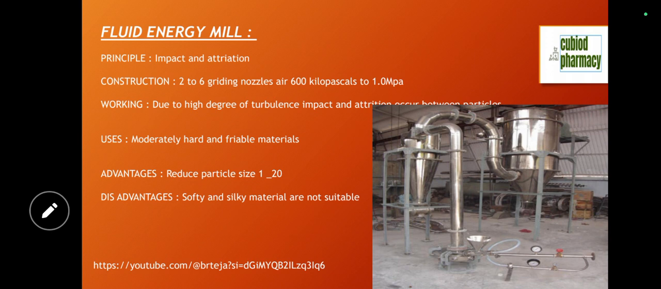Disadvantages of the fluid energy mill: soft and silky materials are not suitable for this equipment. It is only for particle size reduction. This is called the fluid energy mill.